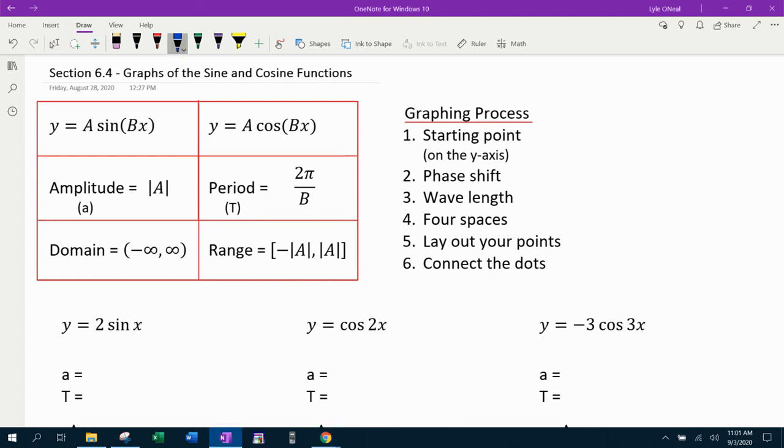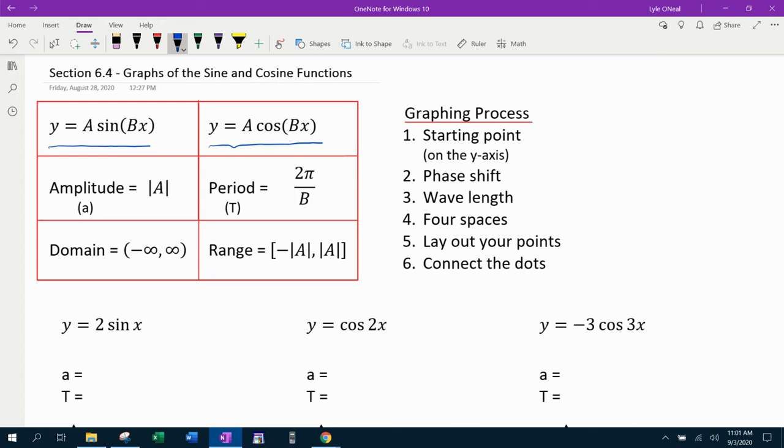So the first thing that I want to point out is that this section is graphing the sine and cosine functions. So what I've done is I've written the general form of both the sine and the cosine function. And I'm going to specify here at the beginning that in this section, we're not going to have what's called a vertical shift, and we're also not going to have a phase shift. So we're not going to have to worry about either one of those concepts in this section. Those will come later.